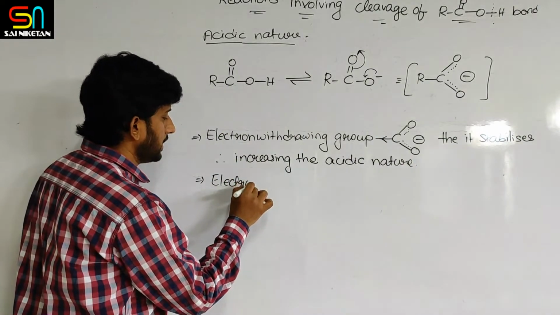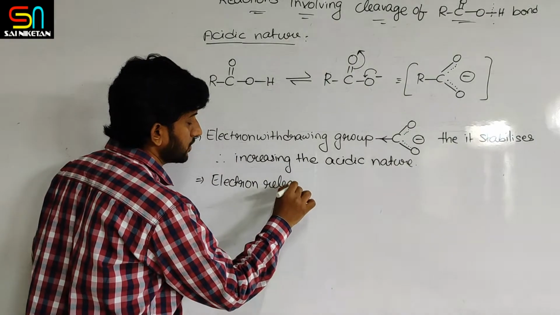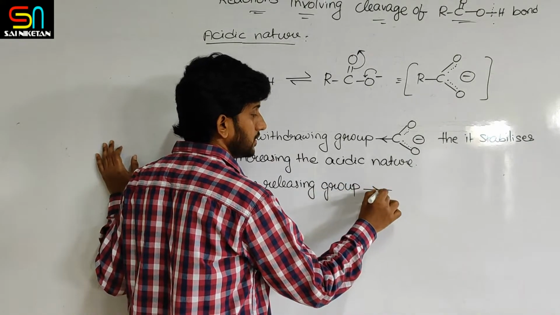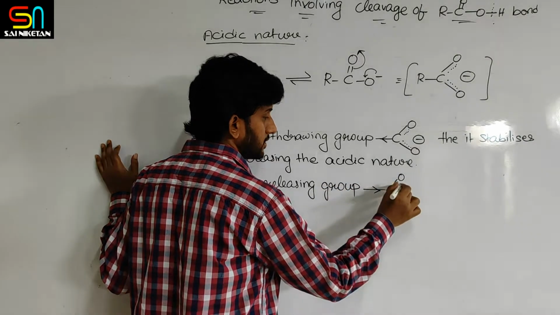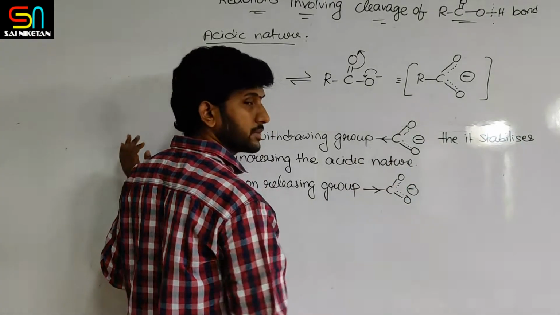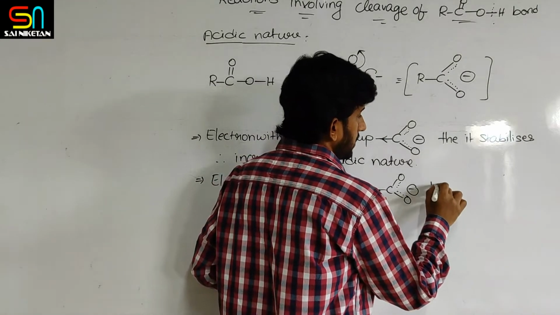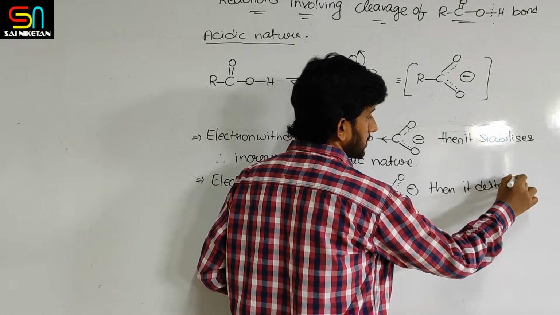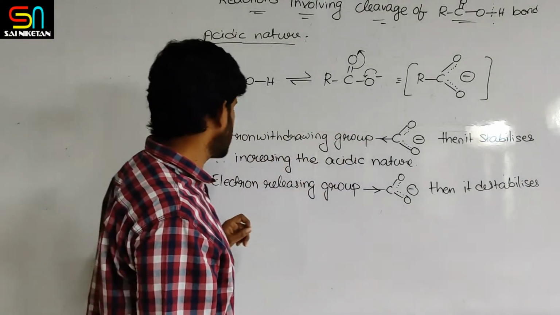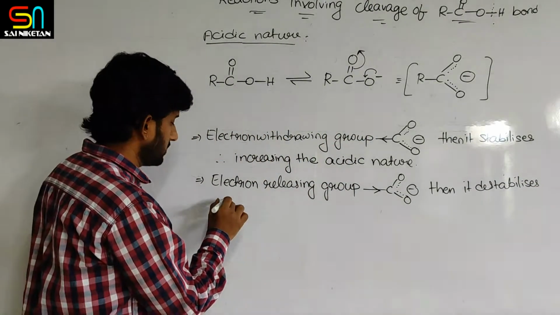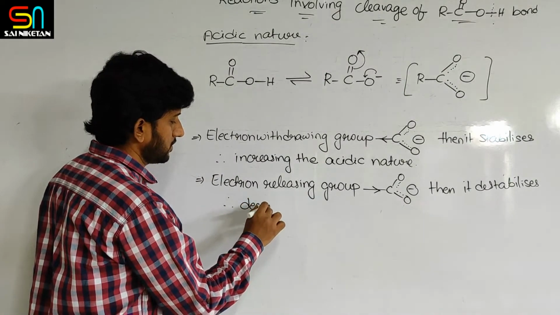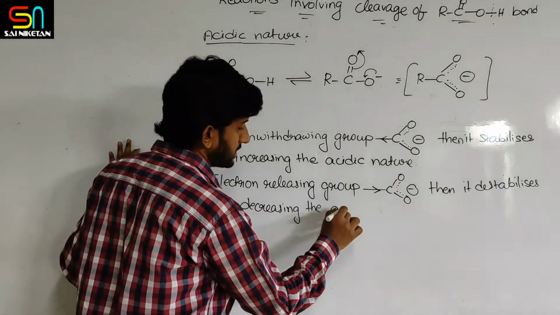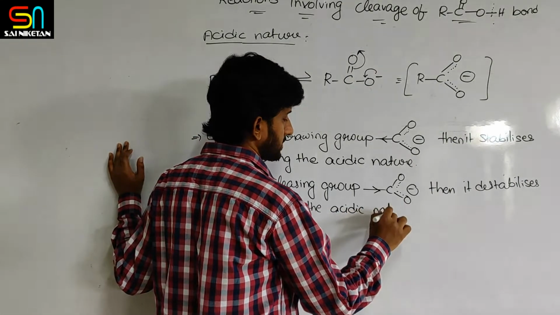If an electron releasing group is present, then it destabilizes the carboxylate ion, therefore decreasing the acidic nature or acidic strength.